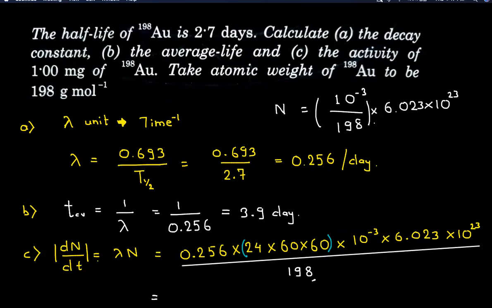No. Everyone is getting different answers. No, wait. Yeah, that's correct. Tirupan got it correct, actually. It is roughly 6.73 into 10 to the power 13 becquerel. This is the calculation, but in the book it is written something else. Probably in the book, the answer is not correct.